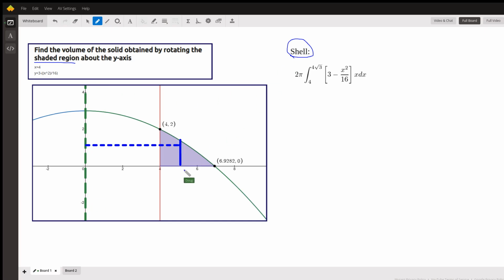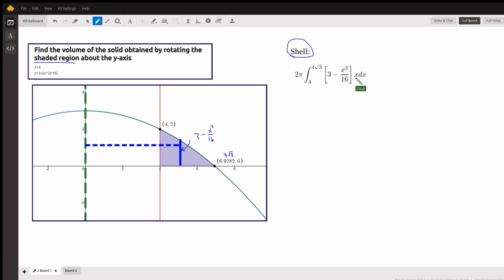The shell method means we need the height of the shell, which is just 3 minus x squared over 16 for every x between 4 and 4 radical 3. Because if you set y equal to 0 and solve for x, you get 4 radical 3 or minus 4 radical 3. The distance from the axis of revolution to the center of a typical shell is just x.